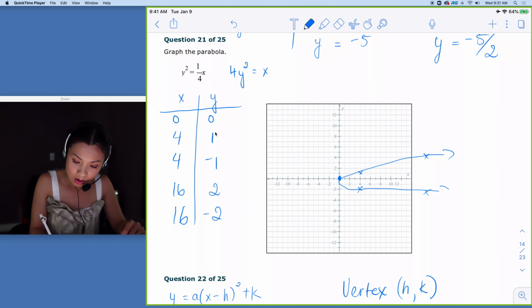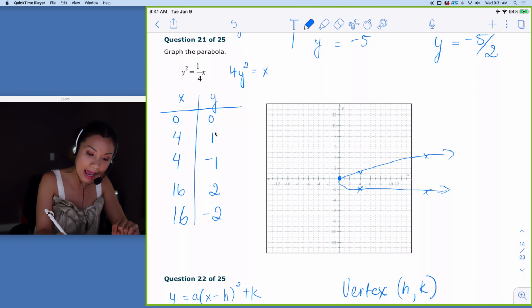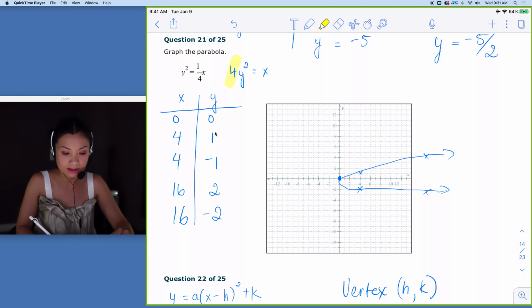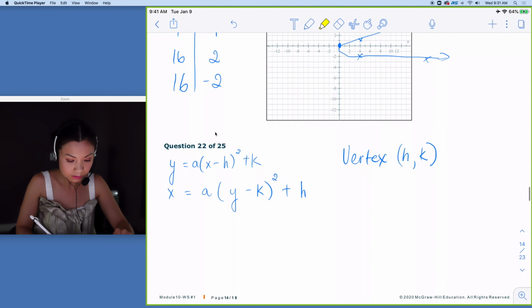Now, when you look at the equation, you should be able to tell that the graph is going to open to the right because a is positive, and that's your a. A right here.